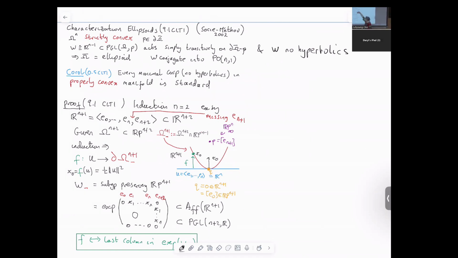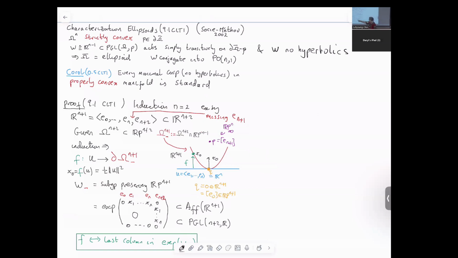And by induction on dimension, we know that if you reduce dimension, if you leave out one of the coordinates, that this is actually an ellipsoid, that the boundary of this domain in this codimension 1 slice is a paraboloid. The x0 coordinate is half the square of the norm of the vector in the horizontal hyperplane. So in this codimension 1 slice, you know that. And in addition, you know that the group acting on this codimension 1 slice is standard.